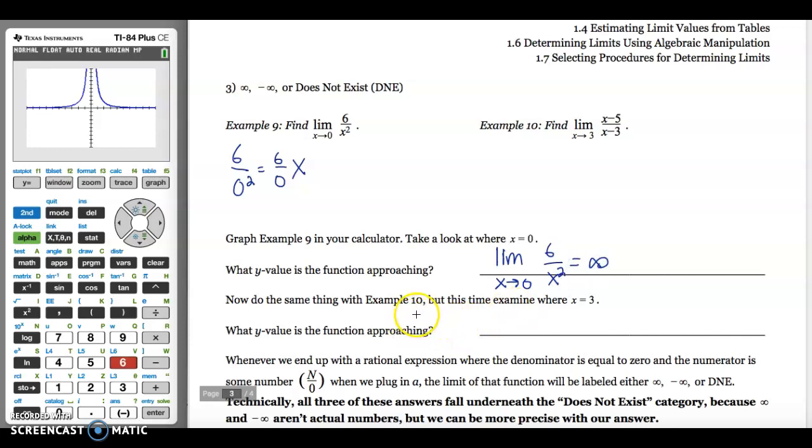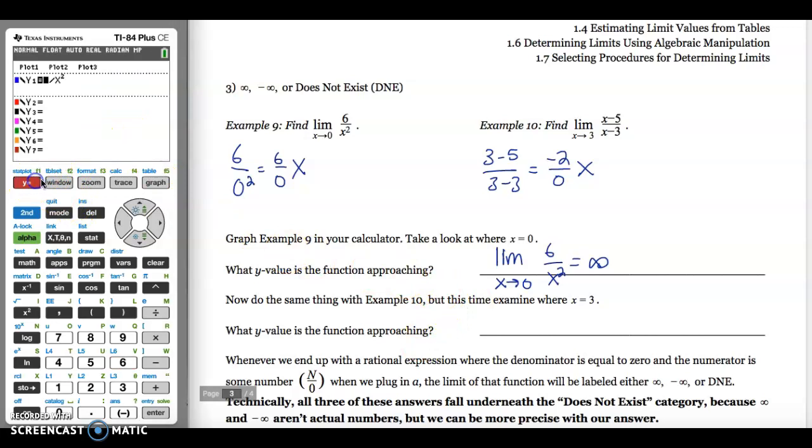And then it says now do the same thing with example 10, but this time examine where x equals 3, because you'll notice that in this example as well, if we try to plug in 3 right off the bat, we end up with 3 minus 5 over 3 minus 3. We end up with negative 2 over 0, which is still undefined, and we still can't factor anything from it. And so now let's go ahead and try to use our graphing calculator to figure out this one as well. On top in parentheses, we'll have x minus 5, and then in the denominator, x minus 3.